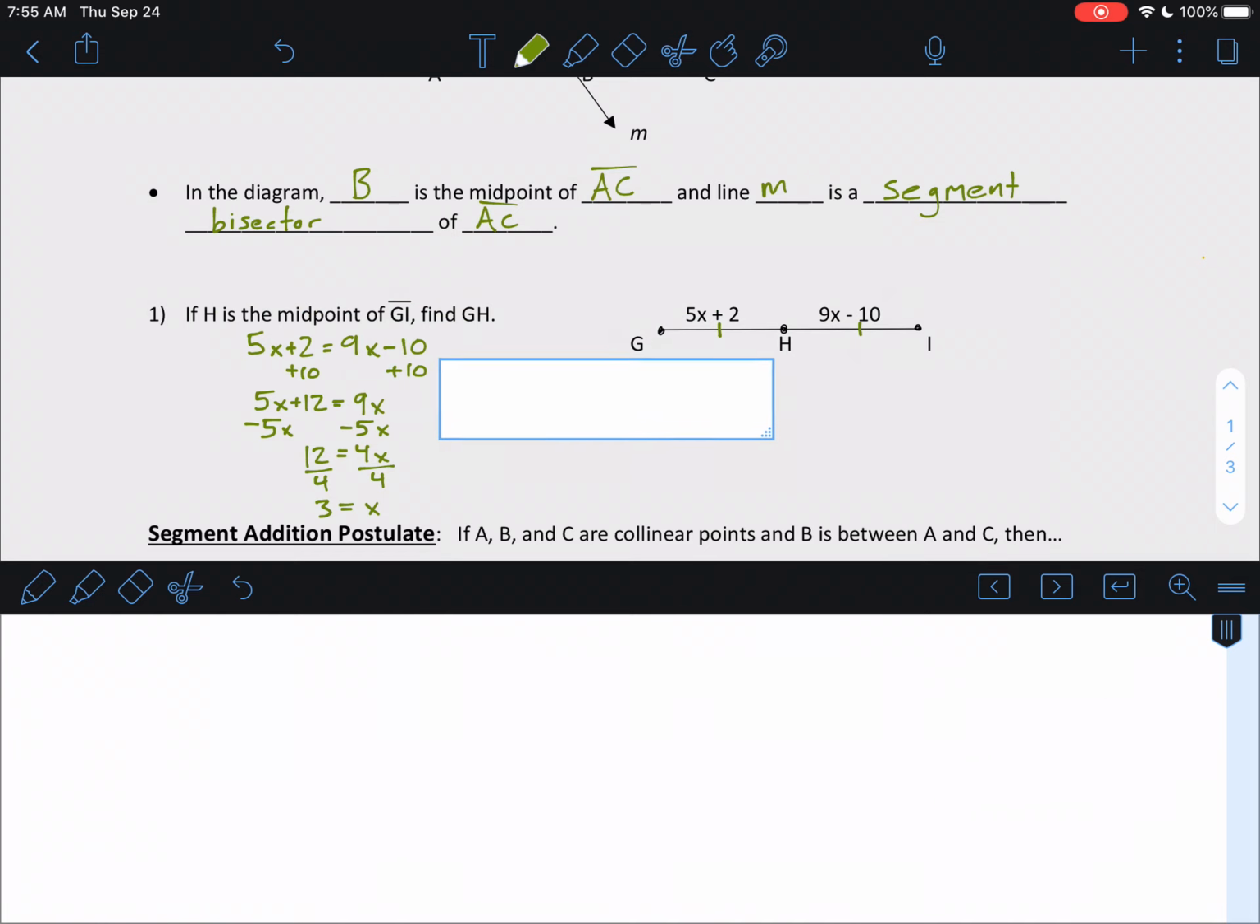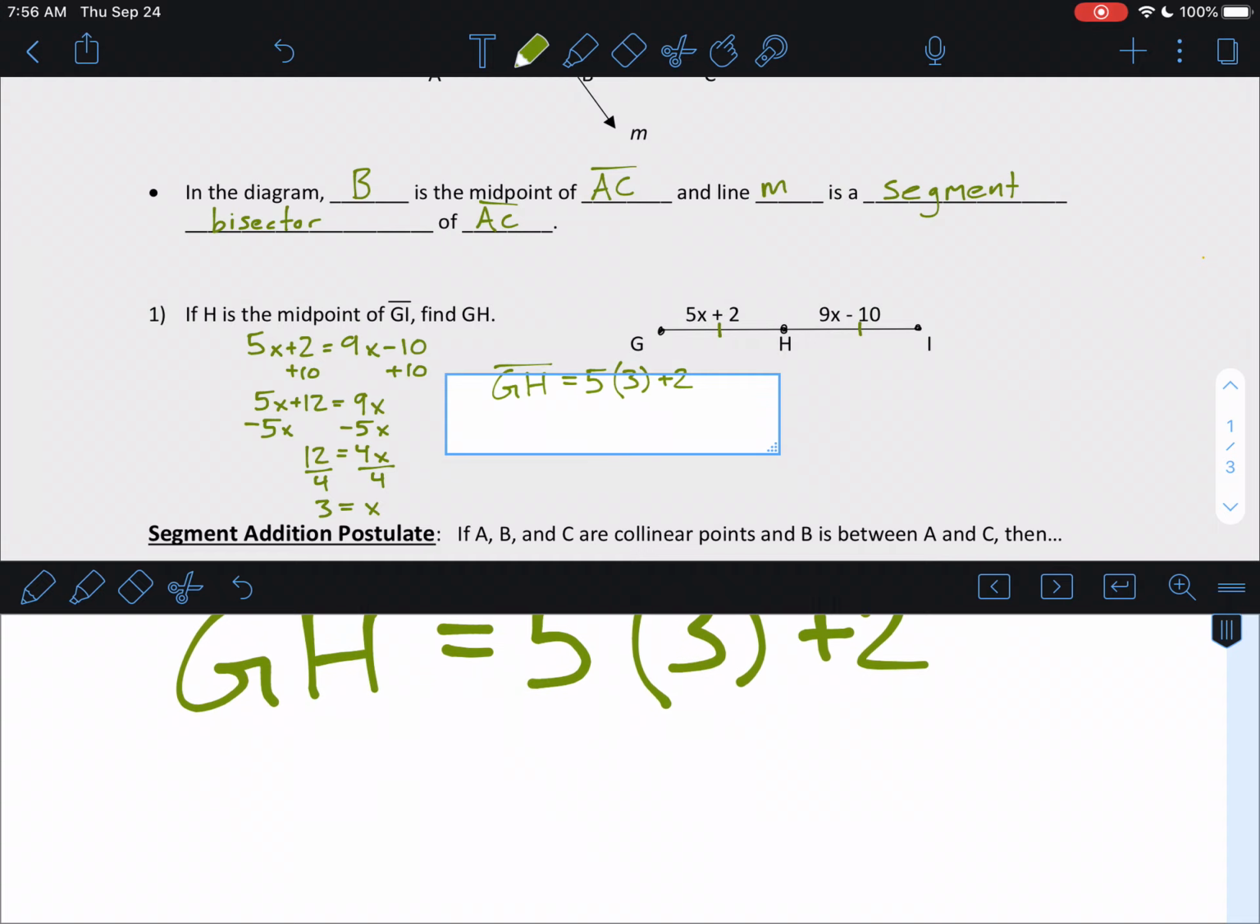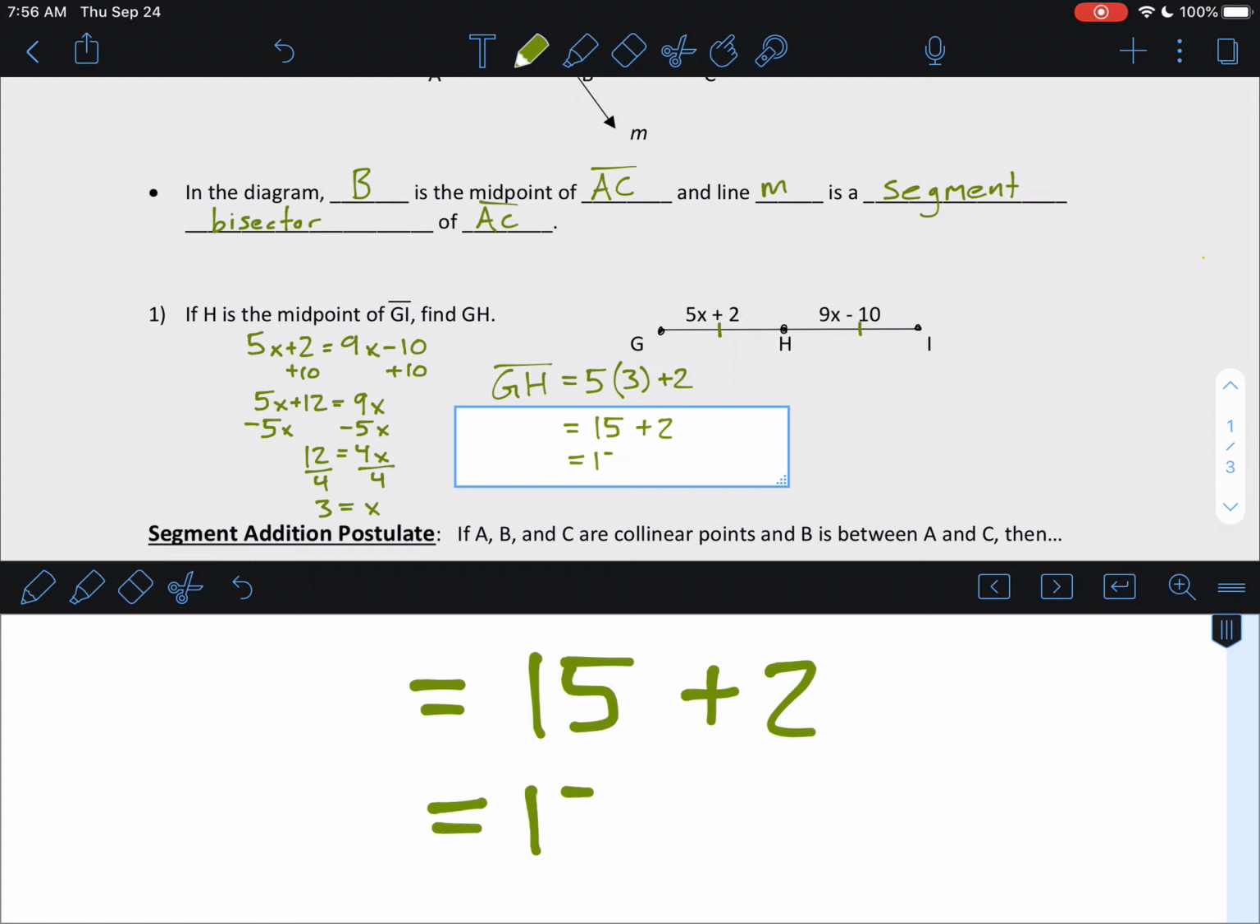So GH is 5x plus 2. So GH equals 5, and then we know what x is. We know that x is 3. So 5 times 3 plus 2. So 5 times 3 is 15 plus 2. So 17. The length of GH is 17. And it doesn't tell us what the units are, so it's just 17.